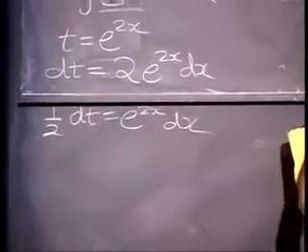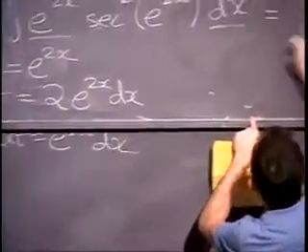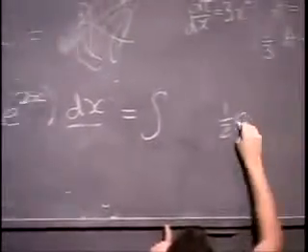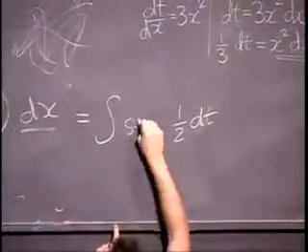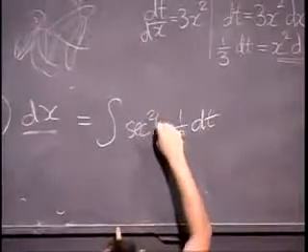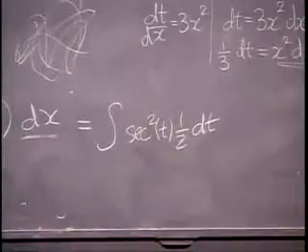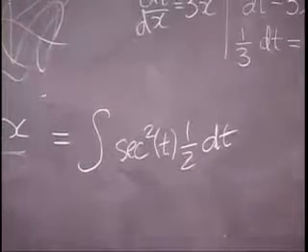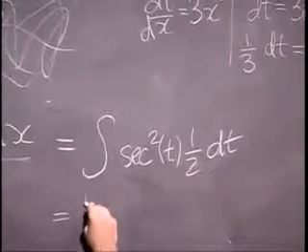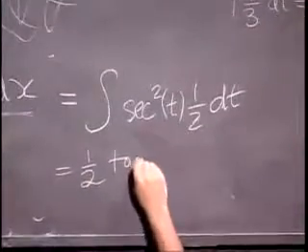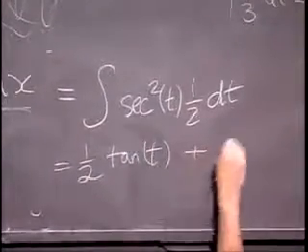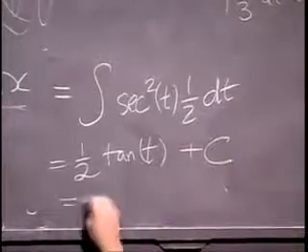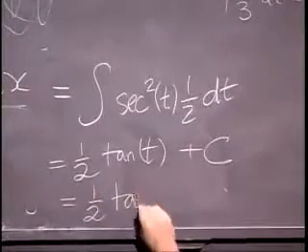So coming over to the integral, the e to the 2x dx becomes 1/2 dt, and the rest of it is secant squared of t, because t is e to the 2x. And as we saw earlier, the integral of secant squared is just tan, so this is 1/2 tan of t plus a constant. Are we done? No, we're still in t land. We have to replace t by e to the 2x.